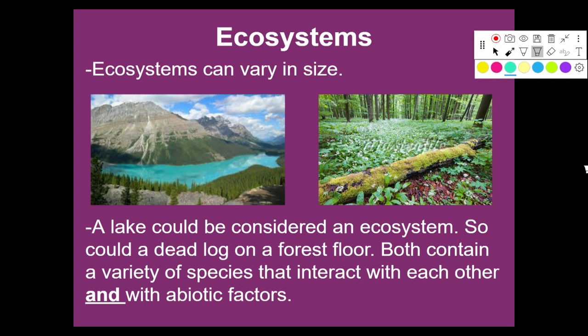And so ecosystems can vary in size. A lake could be considered an ecosystem. So could a dead log on a forest floor. Both contain a variety of species that interact with each other and with abiotic factors, right? So I don't know if you've ever been to a lake, but you got all kinds of things in the lake, right? There's stuff living inside the water, maybe even on the water, and there's stuff on the beaches and in the woods right there by the water. All of those things are considered in ecosystems.